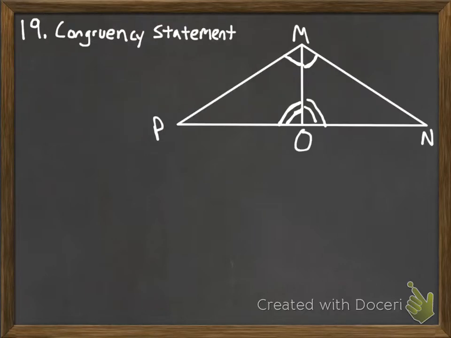Alright, what number 19 says is write a congruency statement and tell the postulate that makes those two triangles congruent. While looking at the triangles, we have an angle and we have an angle. And the reflexive property in the middle again tells us MO is congruent to MO, so we have a side. So we know that it's angle, side, angle, but now we have to write a congruency statement. So that's our postulate. Here's our congruency statement.